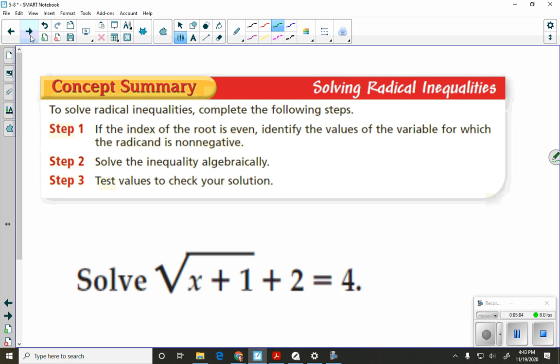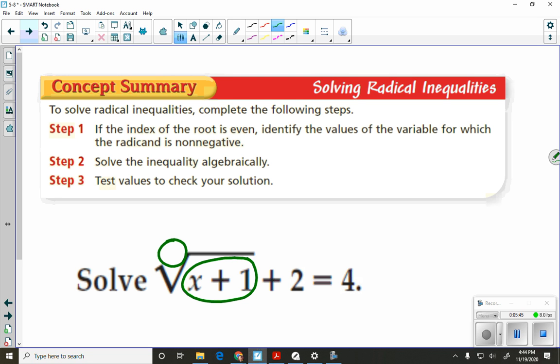Step 1, if the index, so remember that's the spot right up here, if there's nothing there, assume it's a 2. If the index of the root is even, identify the values of the variable for which the radicand is non-negative. Now that's one other piece. This value underneath here cannot be a negative value if the index is even. If it's a cube, it can be negative. But if it's a square or a fourth, it cannot be negative. Okay, so that's important to know. That'll come into play in a little bit.